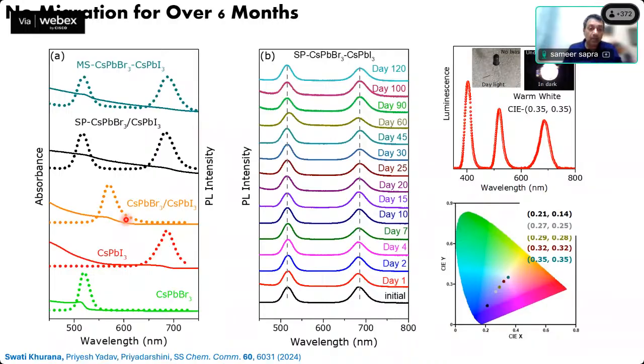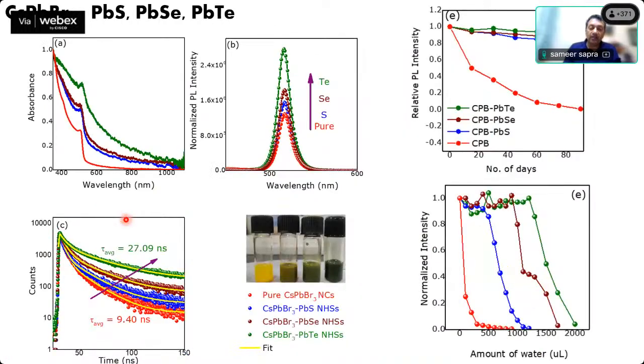Selenide or sulfide, or telluride, when you put that, it is more covalent in nature. And if you put some covalent thing, then it also becomes stable. The covalency increases down the group. So tellurium is more covalent than selenide, which is more covalent than sulfide. And you see, lead telluride is the one that stabilizes it most.